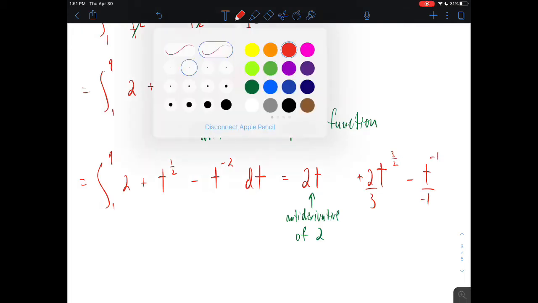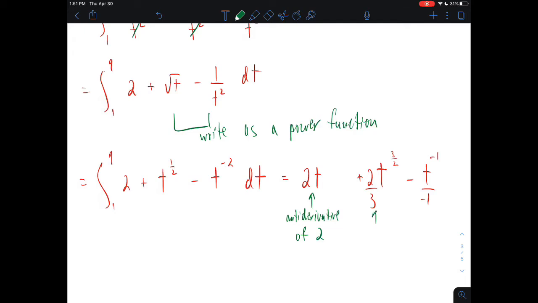So let's notate these. 2/3 t to the 3/2 is the antiderivative of t to the 1/2. And then t to the negative 1 divided by negative 1, that's the antiderivative of t to the negative 2. So now we're not going to need a constant of integration because I have a definite integral.